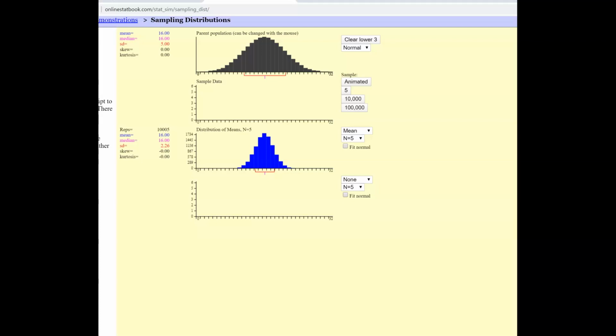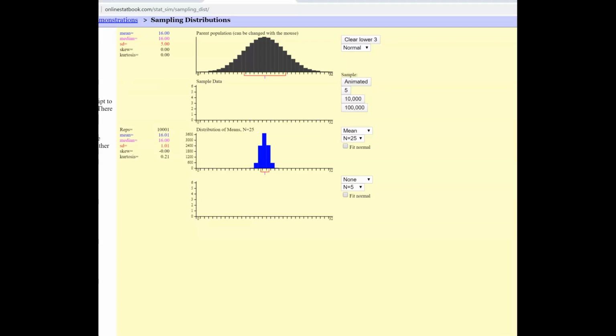Okay, so now let's go ahead and see what happens if I increase the sample size to maybe 25. So if I animate it, now I'm going to increase n. Instead of getting 5, I'm going to get 25 random samples from the parent distribution. I'm going to add them all together and divide by 25. And then what I'm going to get is one mean. I'm going to do this many, many different times, maybe 10,000 times, and you still get a normal curve.